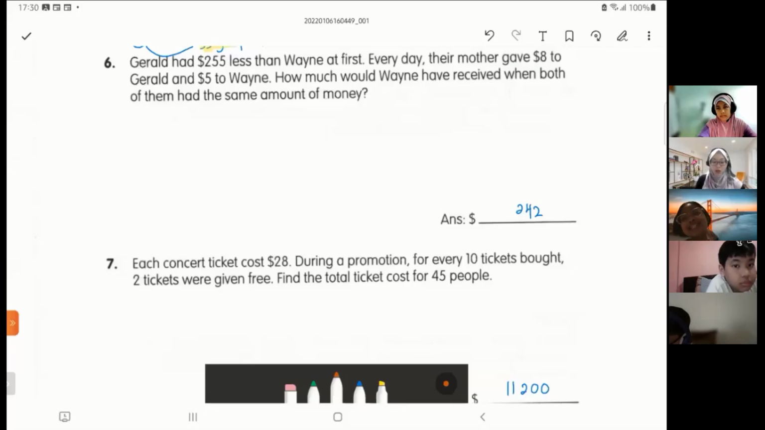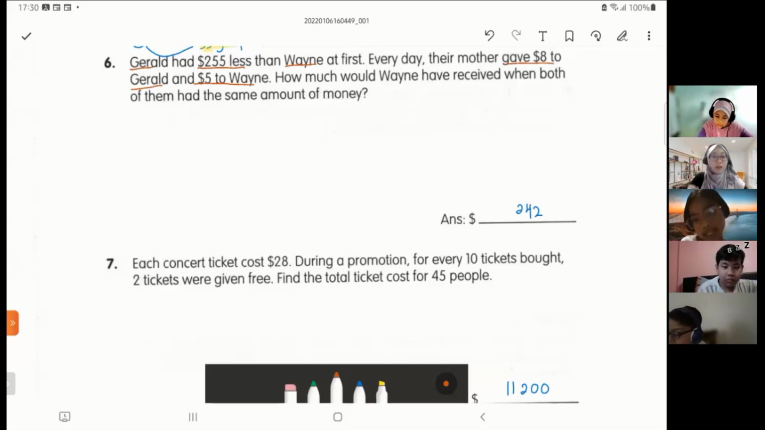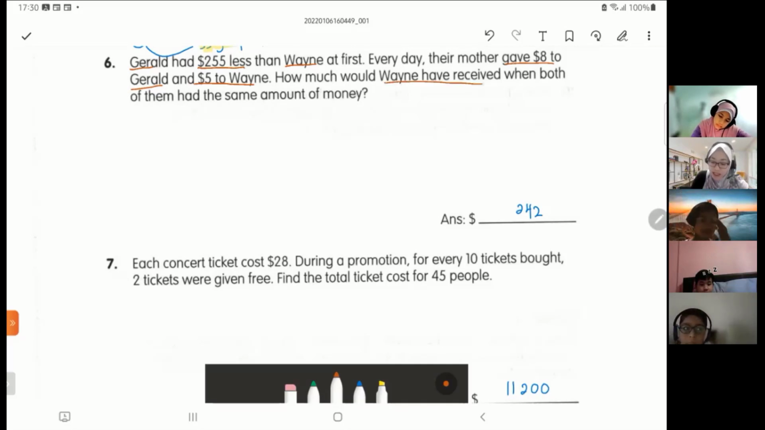Okay, Gerald had $255 less than Wayne at first. This is a comparison between Gerald and Wayne's money initially. Every day, their mother gave $8 to Gerald and $5 to Wayne. So they have a difference of money at first, and then the mother also gave a different amount of money to each of them every day. You must get it, there are 2 sets of differences, okay? Just put it into your brain first. Just think about it. 2 sets of differences. How much would Wayne have received when both of them have the same amount of money?